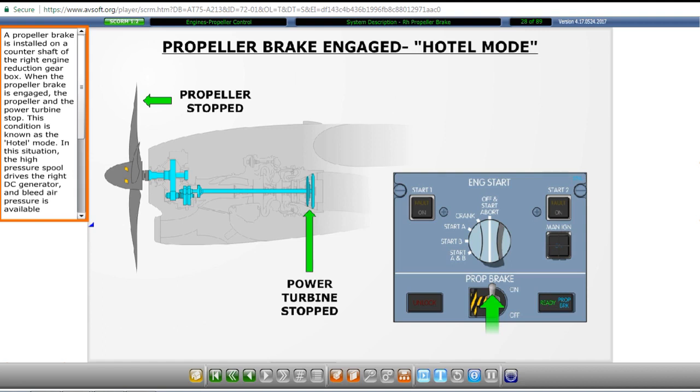When the propeller brake is engaged, the propeller and the power turbine stop. This condition is known as the hotel mode. In this situation, the high-pressure spool drives the right DC generator, and bleed air pressure is available downstream of the high-pressure compressor. This air can then be used to supply both packs.